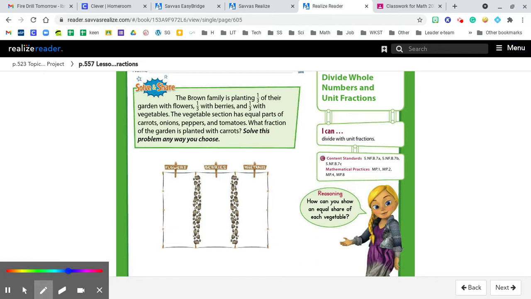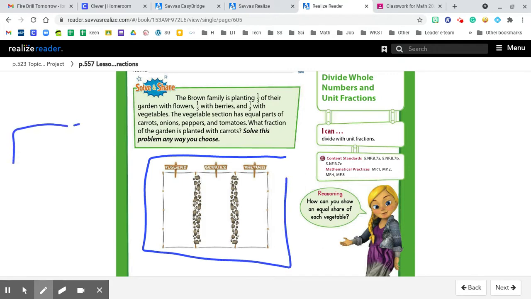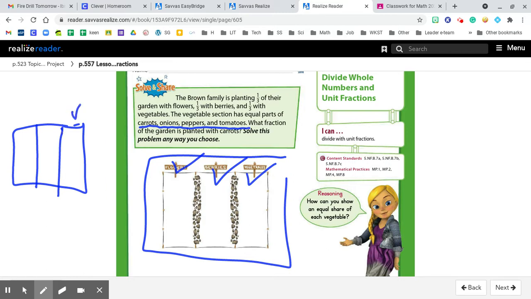So what we've done is you can see they've drawn a box, and they've divided into thirds, and they're saying flowers, berries, and vegetables. So in the vegetable section, we're going to have 4 different types of vegetables. So just say our vegetables are over here, our flowers are here, and our berries are here. So in the vegetables, we're going to divide that into 4 even sections, and they said they'll have carrots, onions, peppers, and tomatoes. So they want to know what fraction of the total garden is made of carrots.